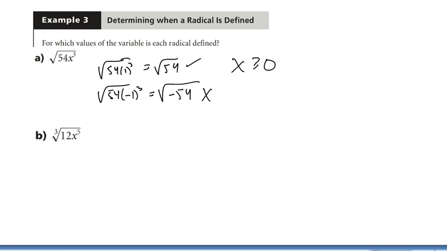Okay. In part B, if I were to put in 1, clearly 1's okay because I'd have the cube root of 12. If I were to try a negative 1 to the power of 5 in here, that would give me the cube root of negative 12, which is fine because we can have a cube root of negative 12. So x can be anything, any real number, so we can say x is an element of the reals.